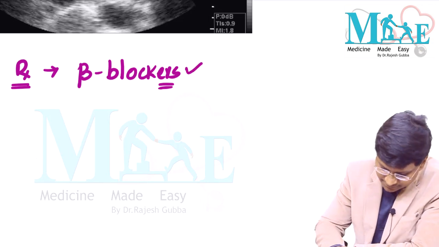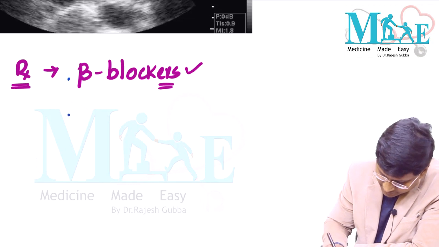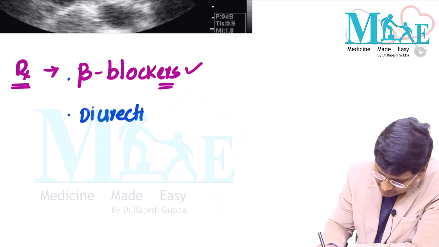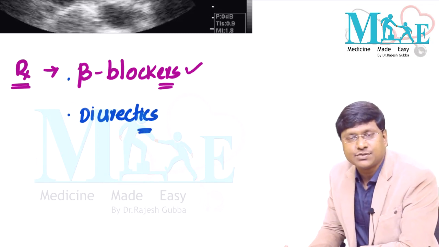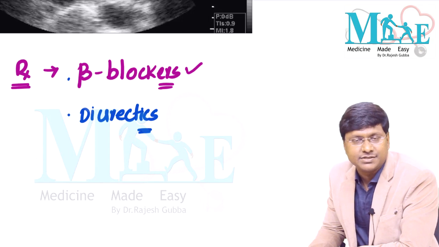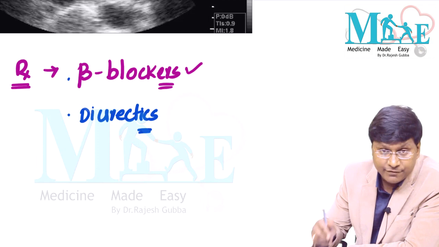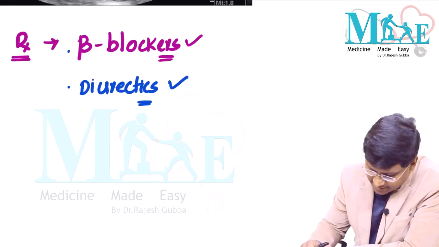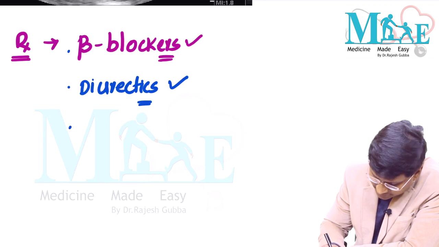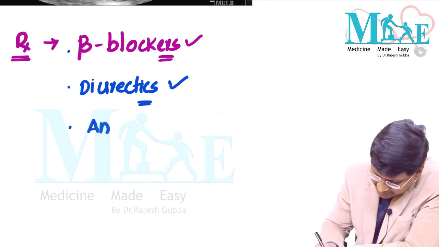Next, the other group of drugs which are required is diuretics. Now, why do they require diuretics? Whenever mitral valve prolapse is associated with severe mitral regurgitation, the individual can have pulmonary edema, for which you have to give a diuretic.